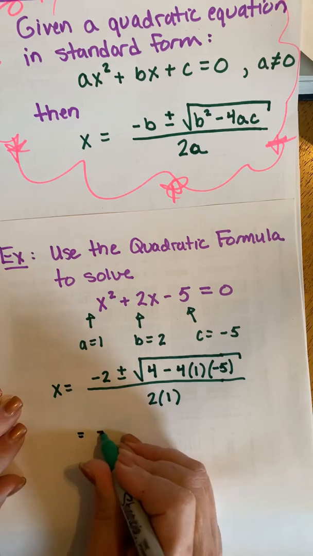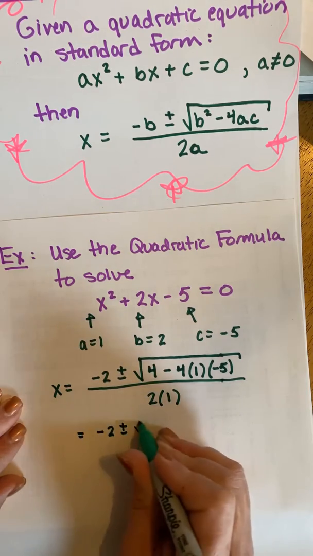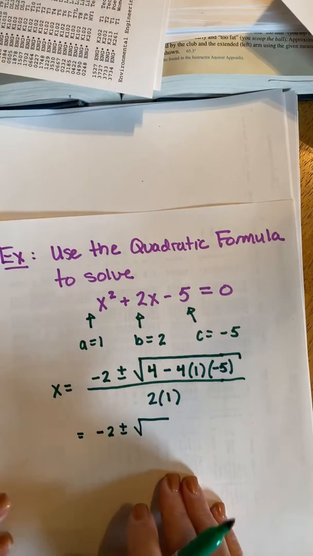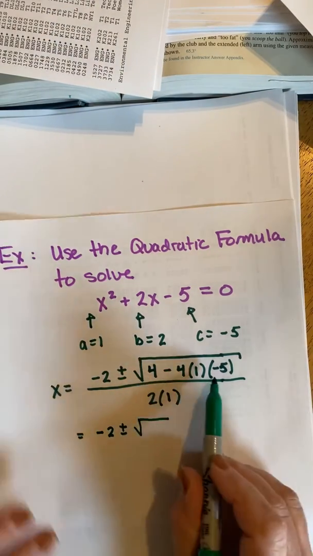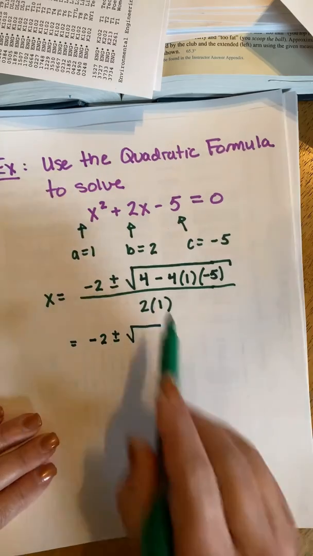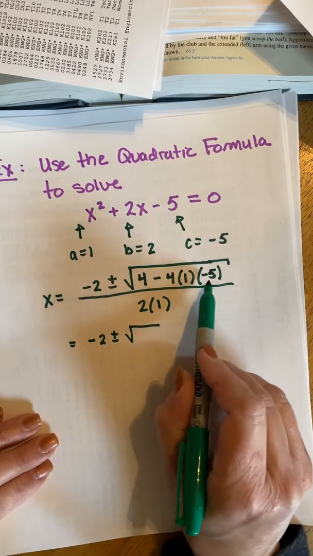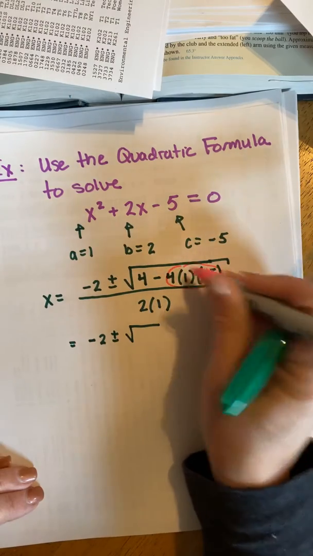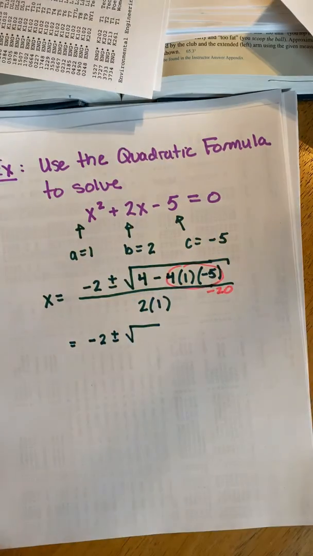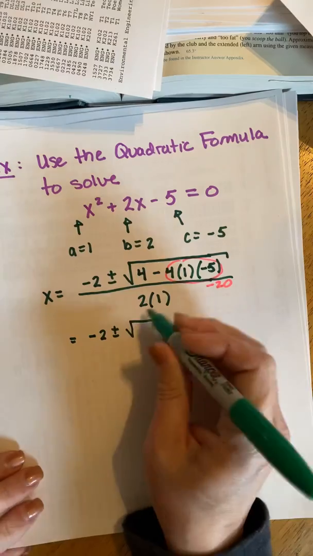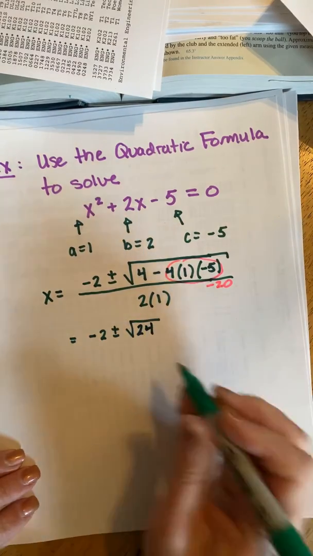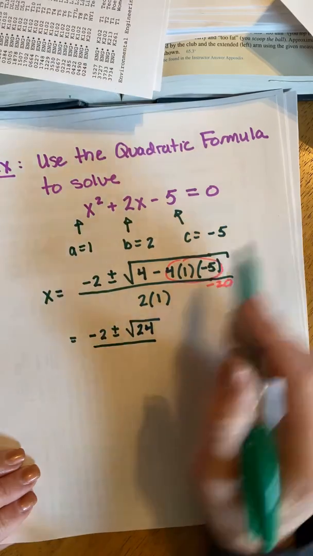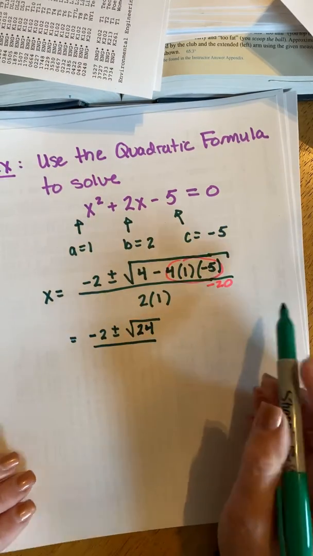So this is equivalent to negative 2 plus or minus. Now here's a good time to pull out those awesome graphing calculators. Put this in. You can put it in just like you see it under the radical. 4 minus 4 times 1 times negative 5. This right here gives us negative 20. So really it's 4 minus negative 20. So the value under the radical is 24, positive 24. Be careful because here's where a lot of students make the mistake just by simple addition and subtraction.